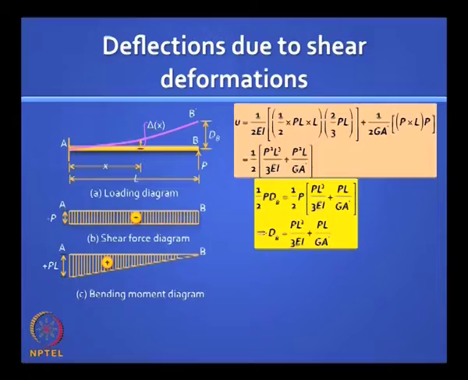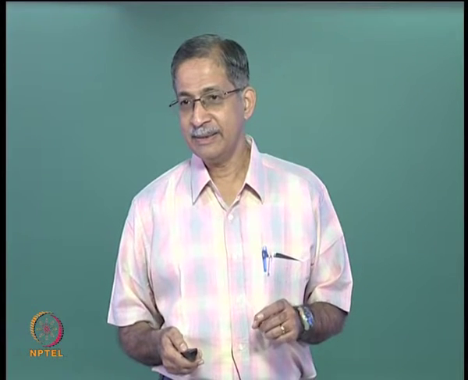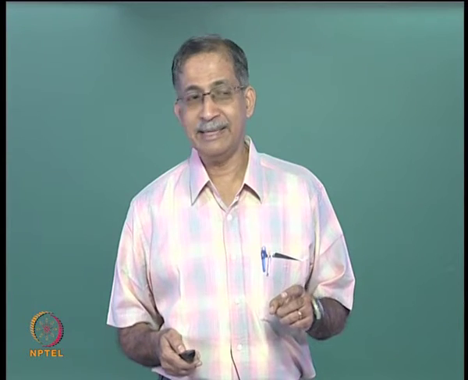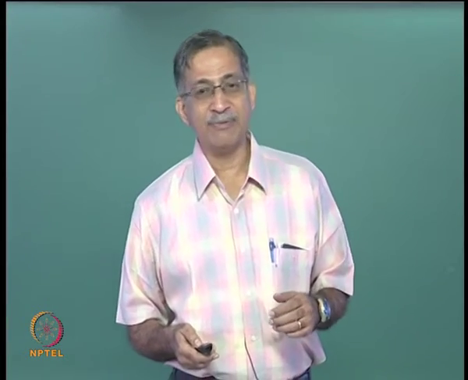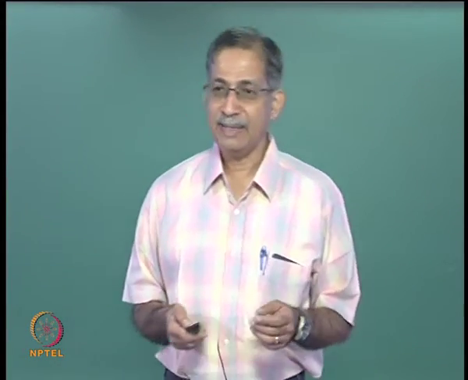In any case, look at this, you will find that the deflection now is PL cubed by 3EI plus an additional factor PL by G A dash, which reflects the deflection that comes from shear. An interesting point to note here is that the deflection that comes from flexure varies with the cube of the length, whereas the deflection that comes from shear is linearly dependent on length. And this is because the shear force is constant and the bending moment varies linearly.